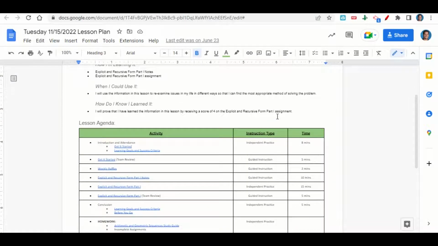Now let's take a look at our agenda for today. We will begin by going over the learning goals and success criteria. While we do that, you'll fill out your Get It Started. Once you've completed it, we'll go over it together and answer any questions that you may have. Next, we'll do our weekly raffle. After that, we'll go over the explicit and recursive form part 1 notes, and then I'll give you time to complete the explicit and recursive form part 1 assignment. Once you've completed your assignment, we'll go over it together and answer any questions. At the end of class, we'll go back over our learning goals and success criteria while you fill out your Before You Go. Your only homework for tonight is to continue working on the arithmetic and geometric sequences study guide and any incomplete assignments that you may have.